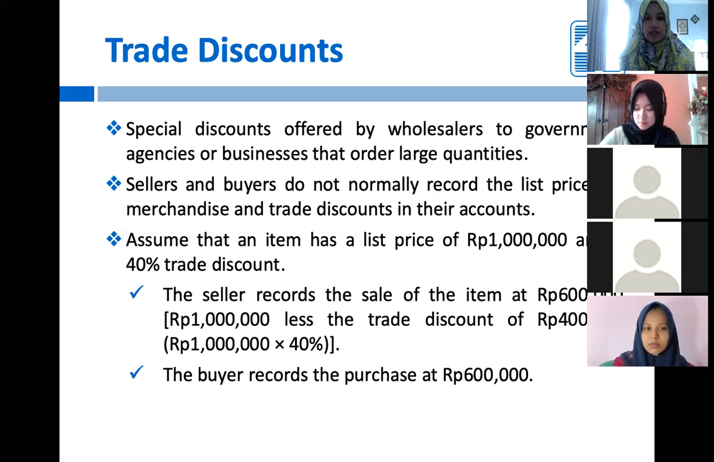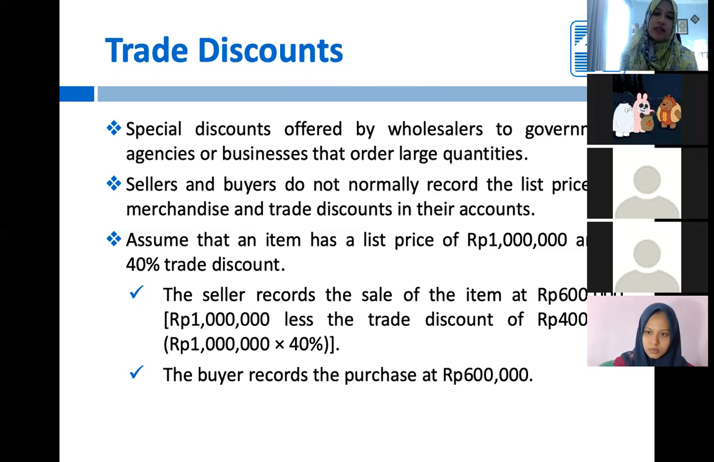This one is trade discount. Normally, trade discounts will not be recorded in either the seller's or the purchaser's accounts. It would be recorded at the net amount immediately. Let's say the seller here, the list price is 1 million, but it has a 40% trade discount.